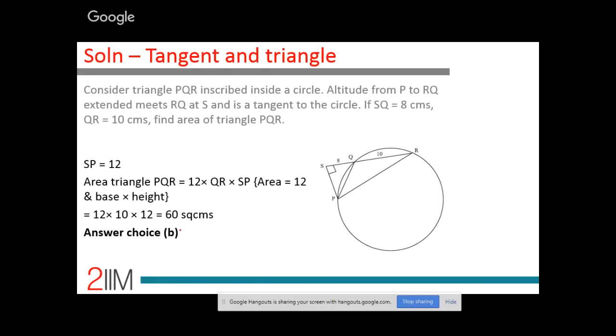How do we find PS? SP square equals SQ into SR. Square of a tangent is equal to the product of the secant. So SP is 12, RQ is 10, half into 12 into 10, that's the area, which is 60 square centimeters.